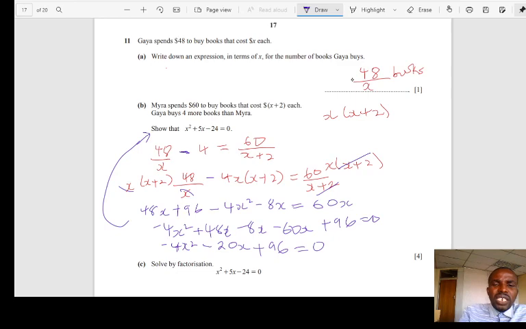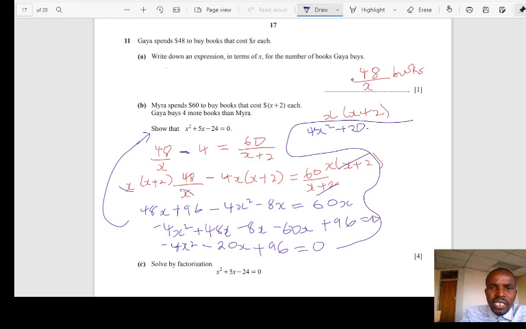Right, then after that, you have to simplify here. But the coefficient of x squared is negative, right? So it means you have to make it positive. How can you make it positive? You multiply everything by a negative sign. So it will be 4x squared plus 20x minus 96 is equal to 0.